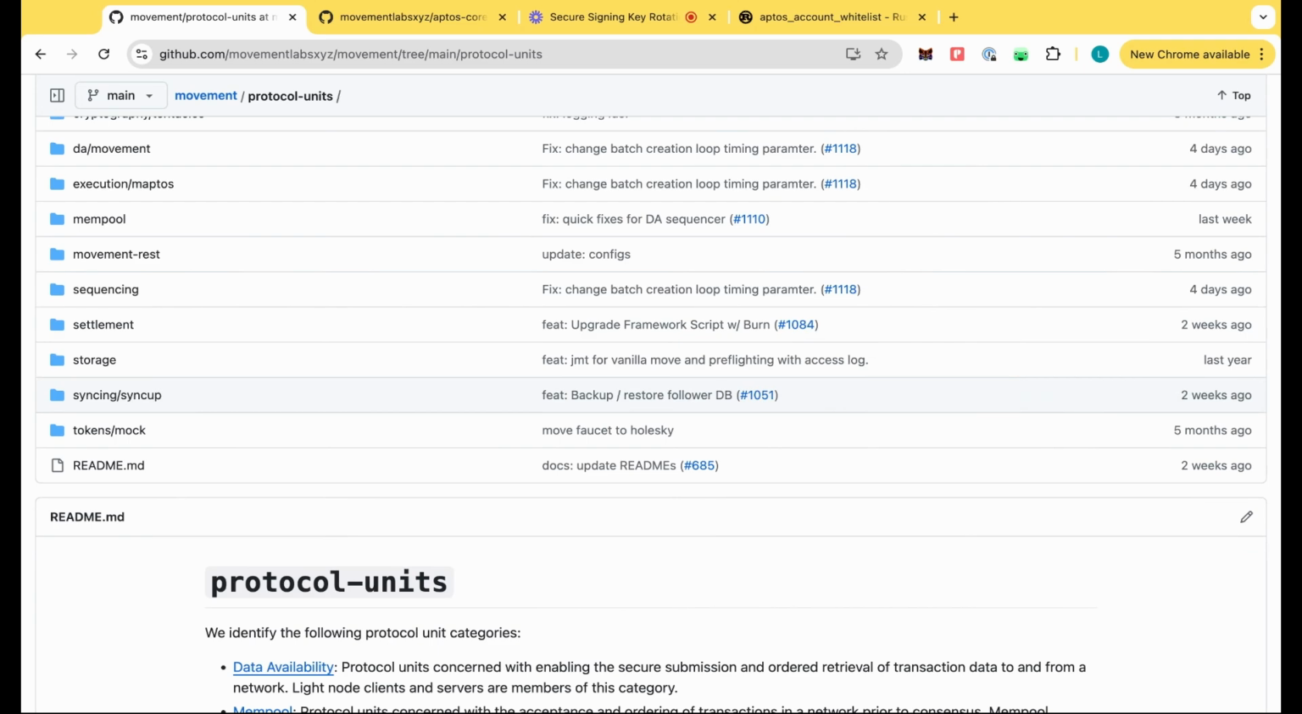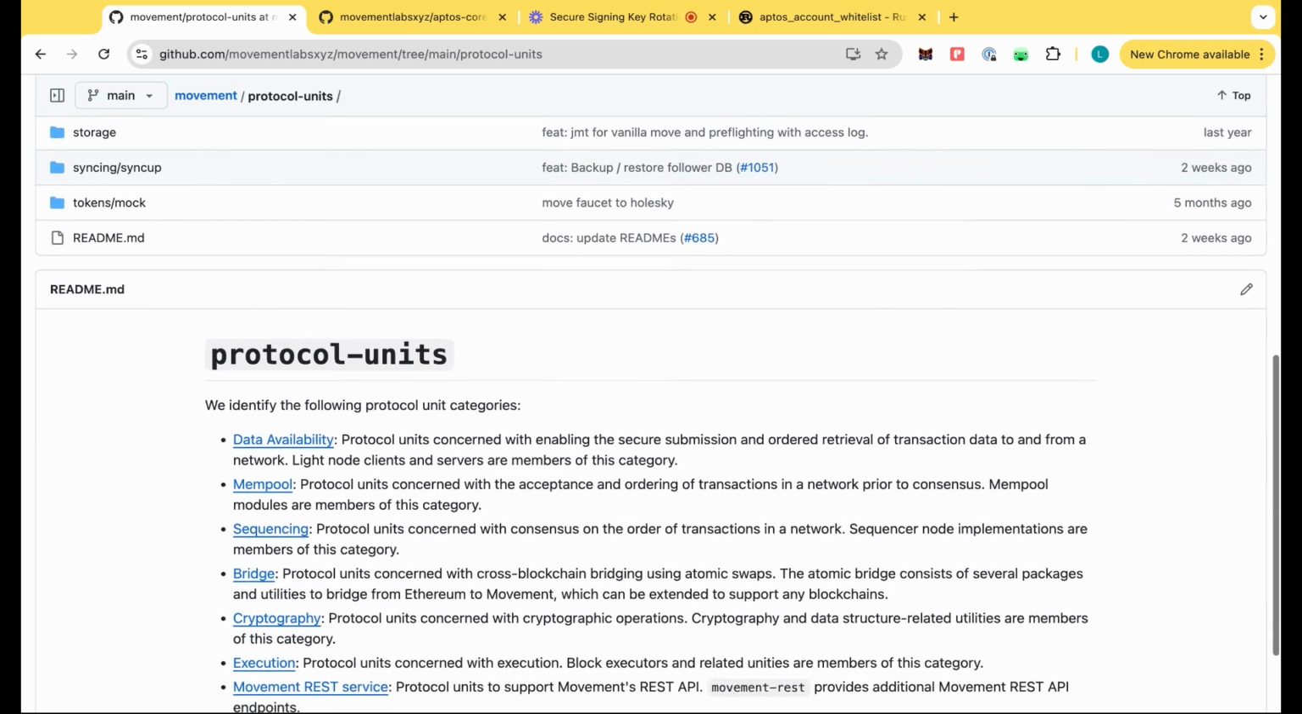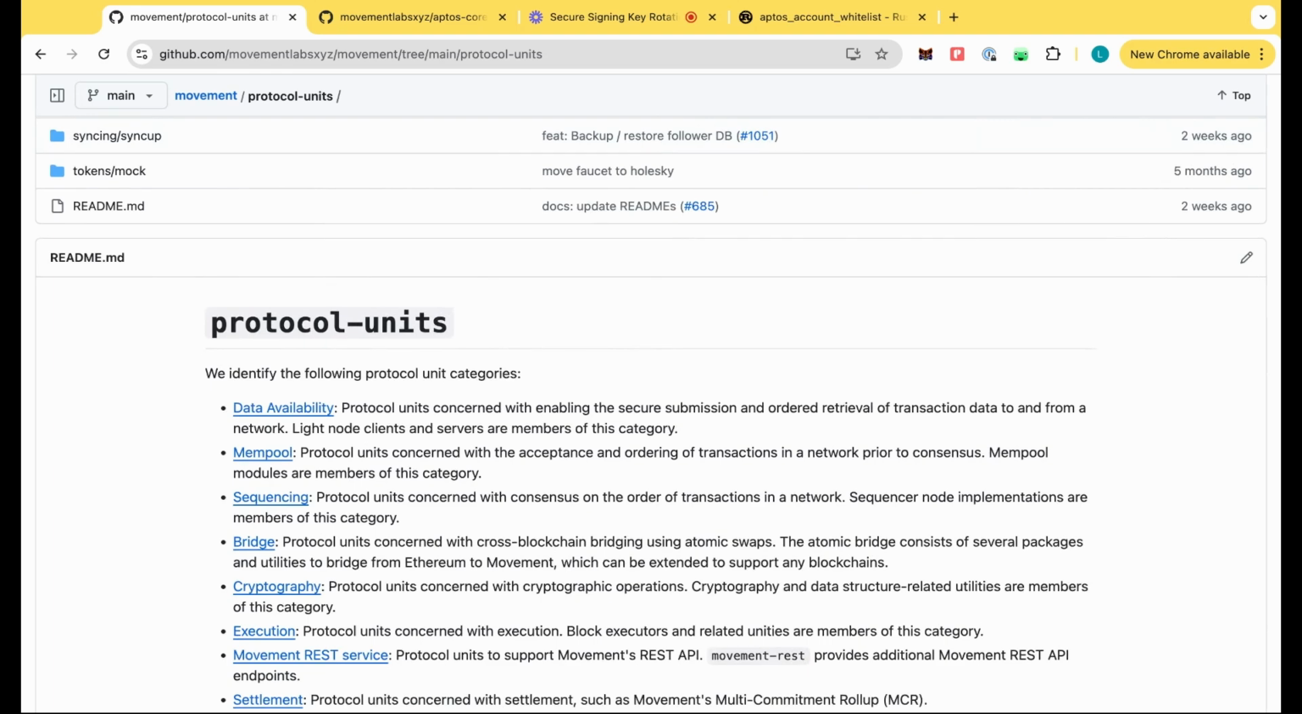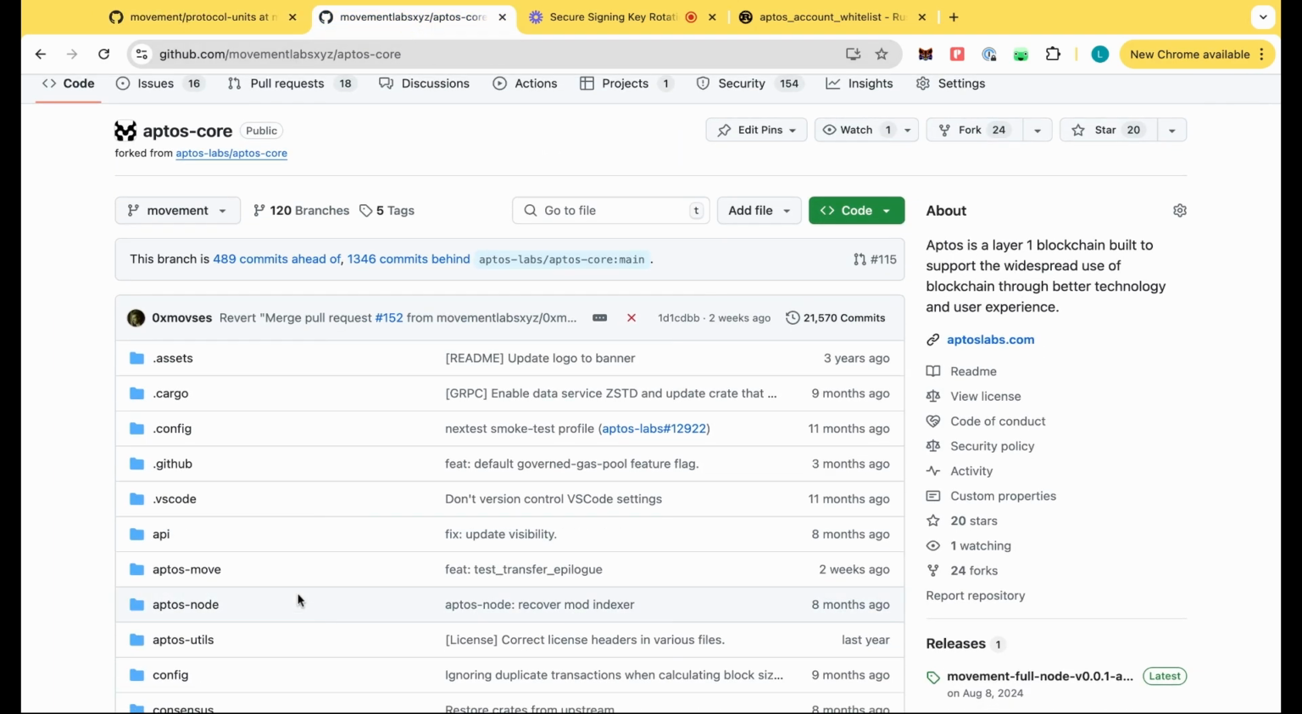Okay, I'm going to hop back to the Movement repo in a sec and talk about how to work with it at a lower level and how to run stuff. But I'm going to move over to Aptos core briefly first. Okay, so here's Aptos core. The default branch we're using in Aptos core is the movement branch.